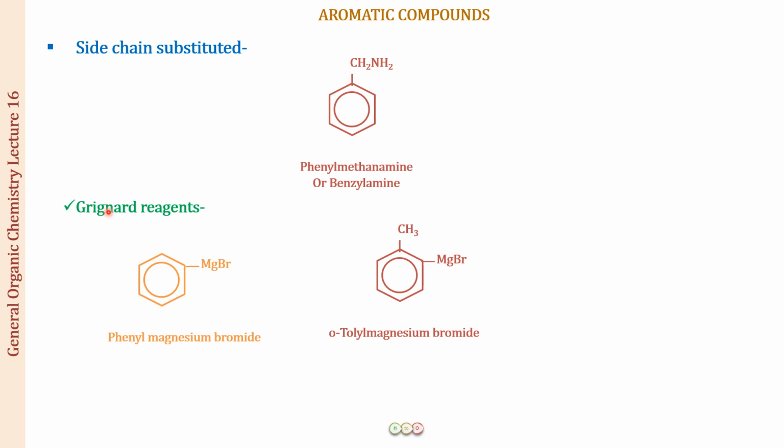The next example you can see is, we have, this is what group? This is a tolyl group. So this is orthotolyl magnesium bromide. And the next you can see is paratolyl magnesium bromide.